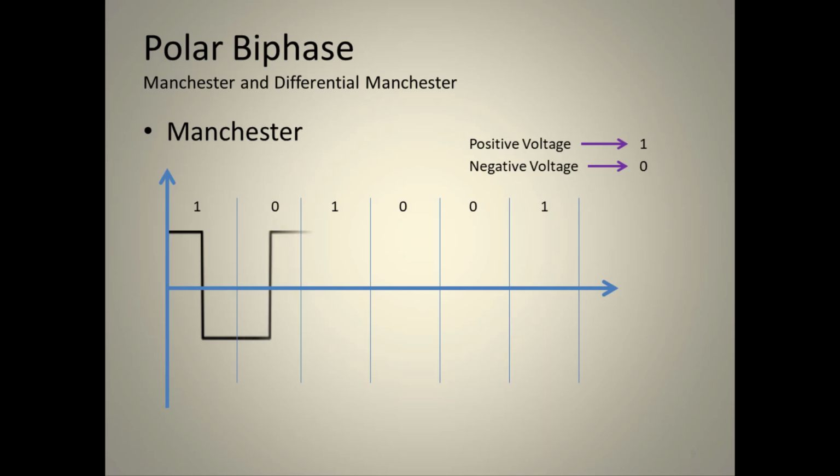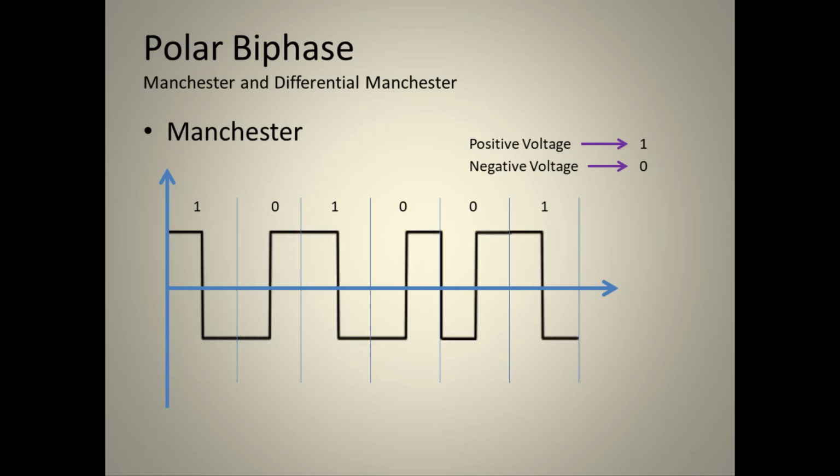Here we can see for 1 it starts from a positive voltage and goes to the negative voltage, and for 0 it starts from negative voltage and goes to the positive voltage, and there is a transition at the middle of the bit. So for 1 we are getting a high-to-low shape, and for 0 a low-to-high shape. For 1 the signal starts from the positive side and goes to the negative side, and for 0 it starts from the negative and goes to the positive side. So this is the Manchester.